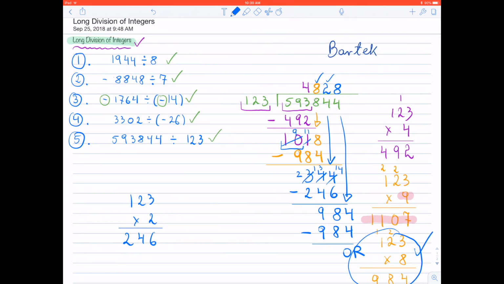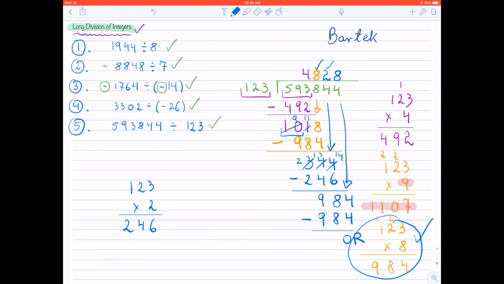So you can review this, I guess, as many times as you like, and see how it helps you to try to do the long divisions. You have basically 5 different types of examples that you can practice.